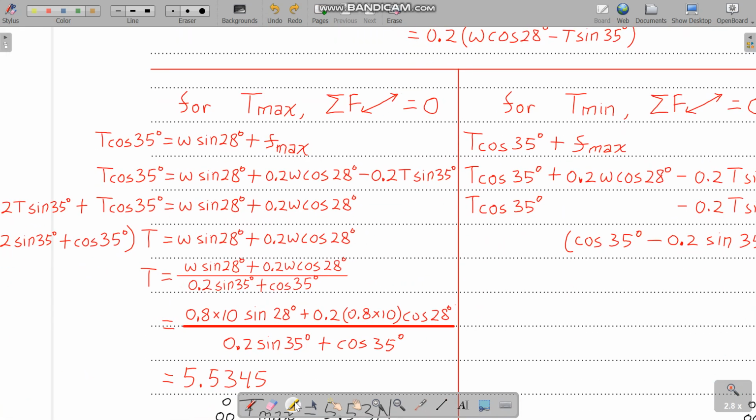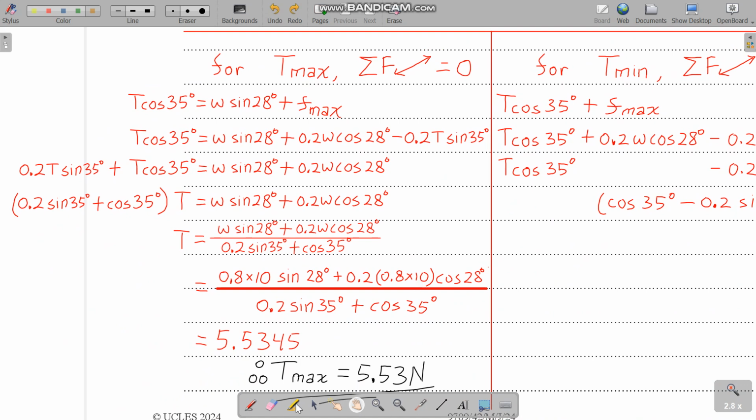So we add this term to both sides. Basically we move it to the left, and then we factor out the T, and we divide both sides by the brackets, and we plug in the numbers. The mass is 0.8, and the weight W is therefore m times g, mass times gravitational acceleration. We replace the W with 8 and then use a calculator. We get this. So this would be the maximum tension.